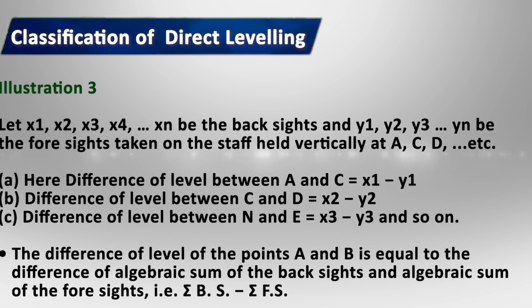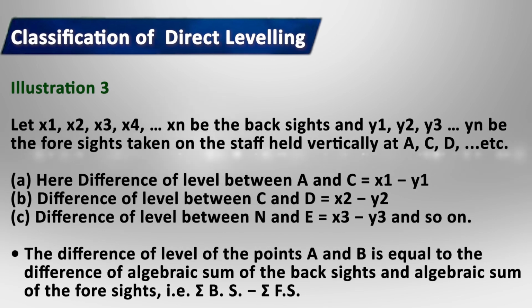Now, let us take an illustration. For example, x1, x2, x3, x4 and so on be the backsights, and y1, y2, y3 and so on be the foresights taken on the staff held vertically at A, C, D, etc. Here, the difference of level between A and C will be equal to x1 minus y1. The difference of level between C and D will be x2 minus y2, and the difference of level between D and E will be x3 minus y3 and so on.